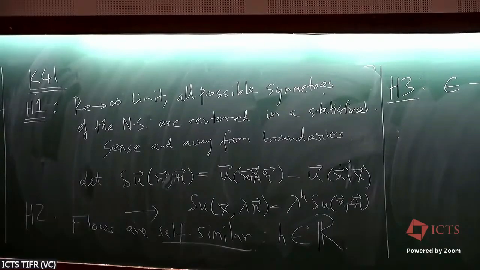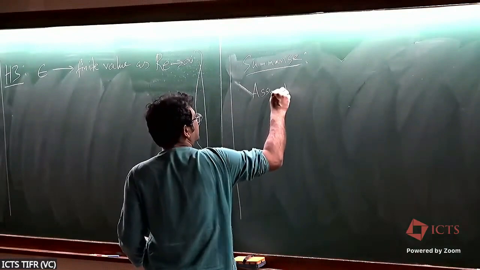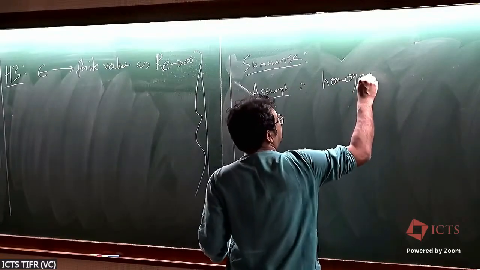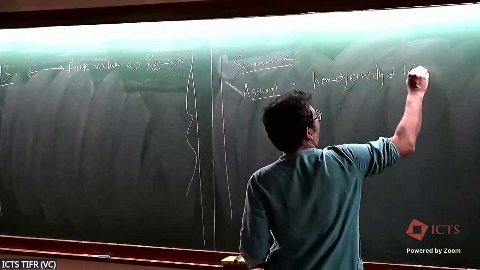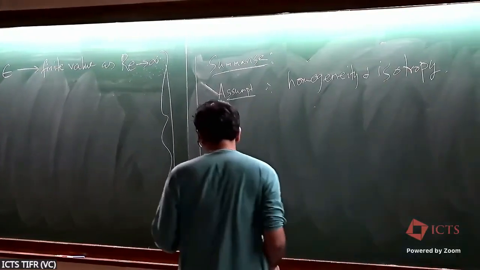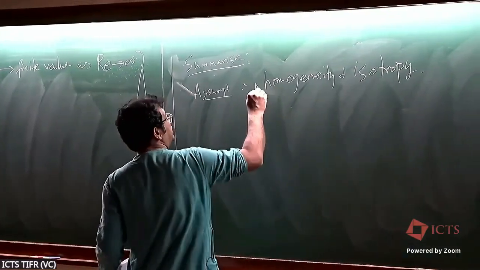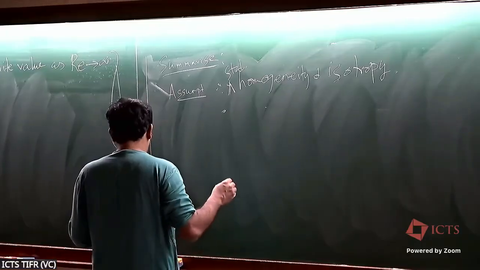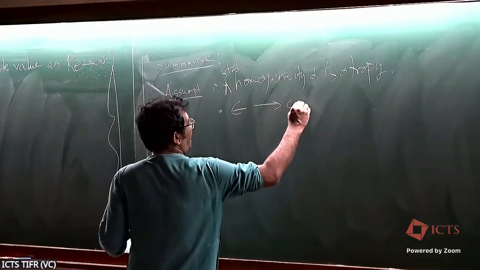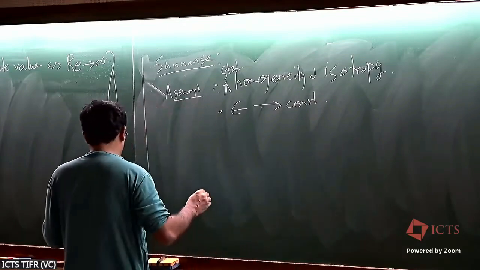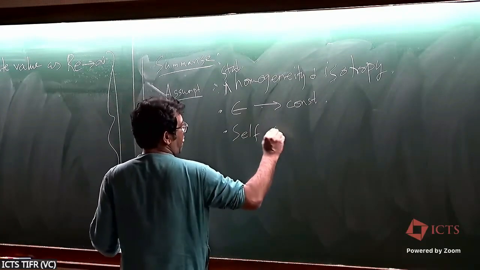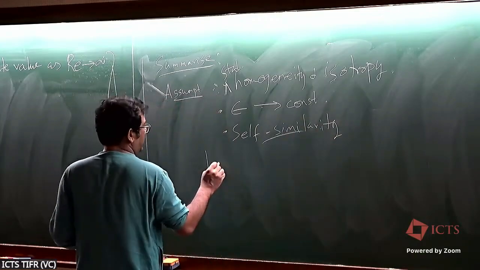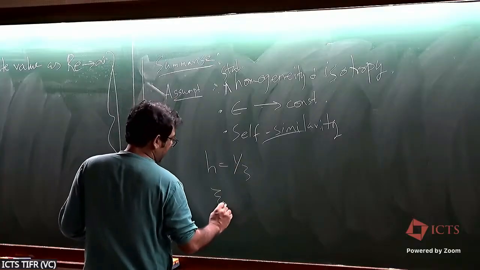So to summarize, under assumptions of homogeneity and isotropy, of course in a statistical sense, then constant epsilon and self-similarity, we get h = 1/3 and zeta p = p/3.